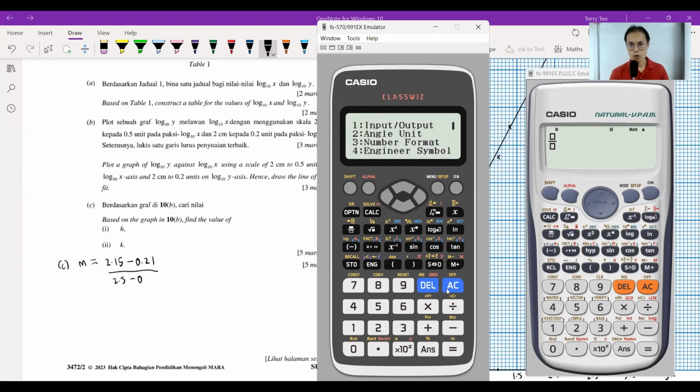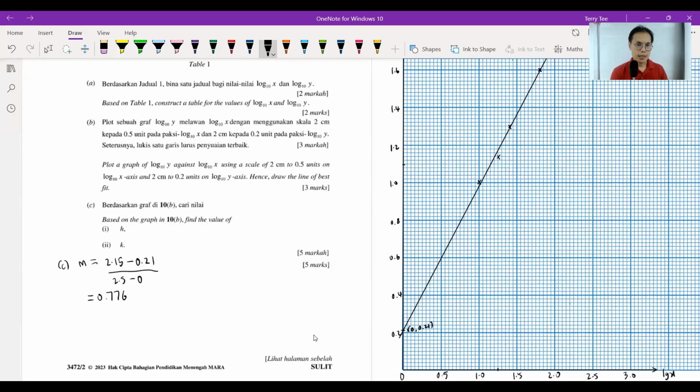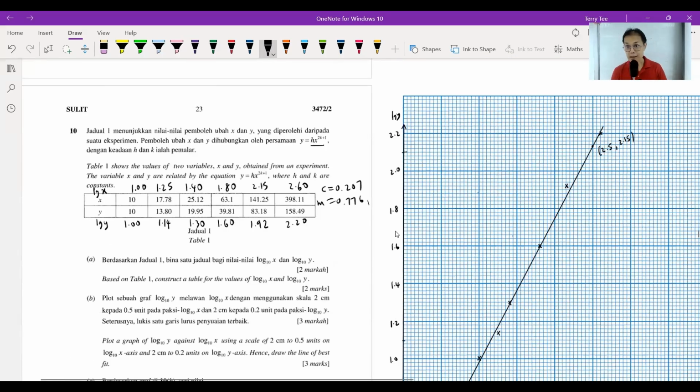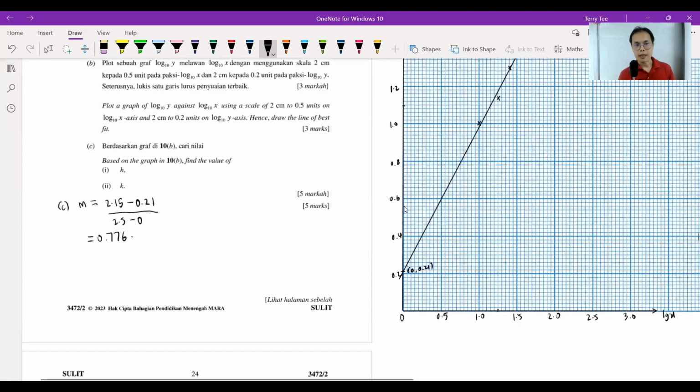Since I already know all the answers, I know my gradient and y-intercept. Take 2.15 minus 0.21, divide by 2.5 minus 0. The answer is 0.776. I compare this 0.776 with what I got from my calculator earlier. Wow, fantastic, exactly the same. Then I find my y-intercept. My y-intercept is 0.21.